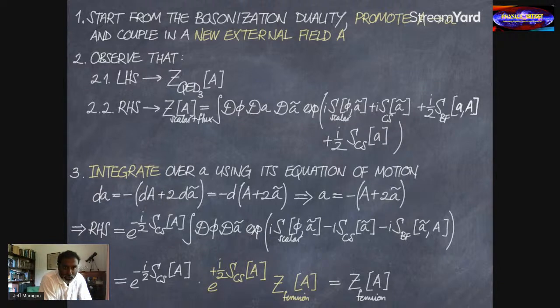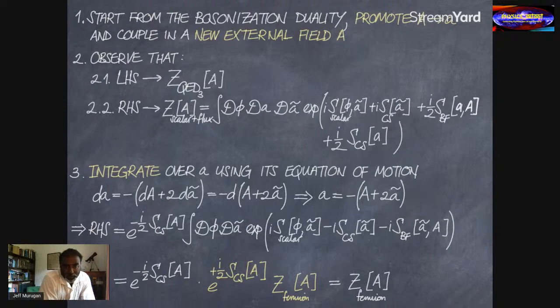So the thing to note is, if I go back to my Bose-Fermi duality, when I do this, the left-hand side just becomes the partition function, the path integral for QED3. The right-hand side, on the other hand, becomes the partition function for the scalar field coupled to a flux. Right? It's not quite where I want to be, because I want to go from Fermi to Fermi.